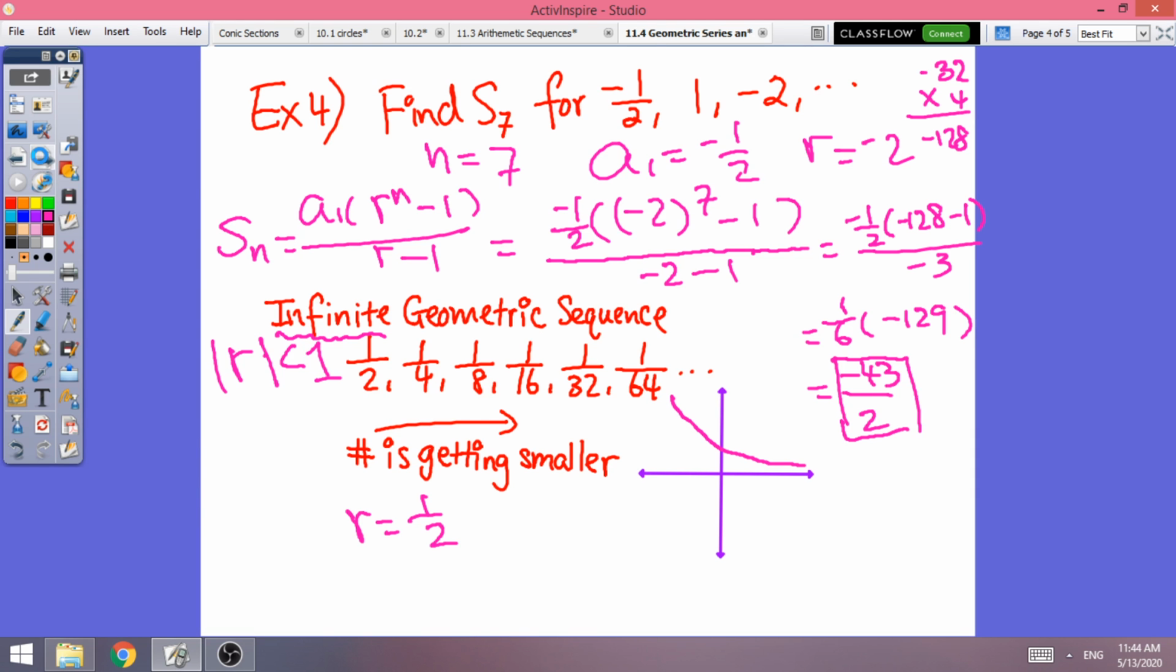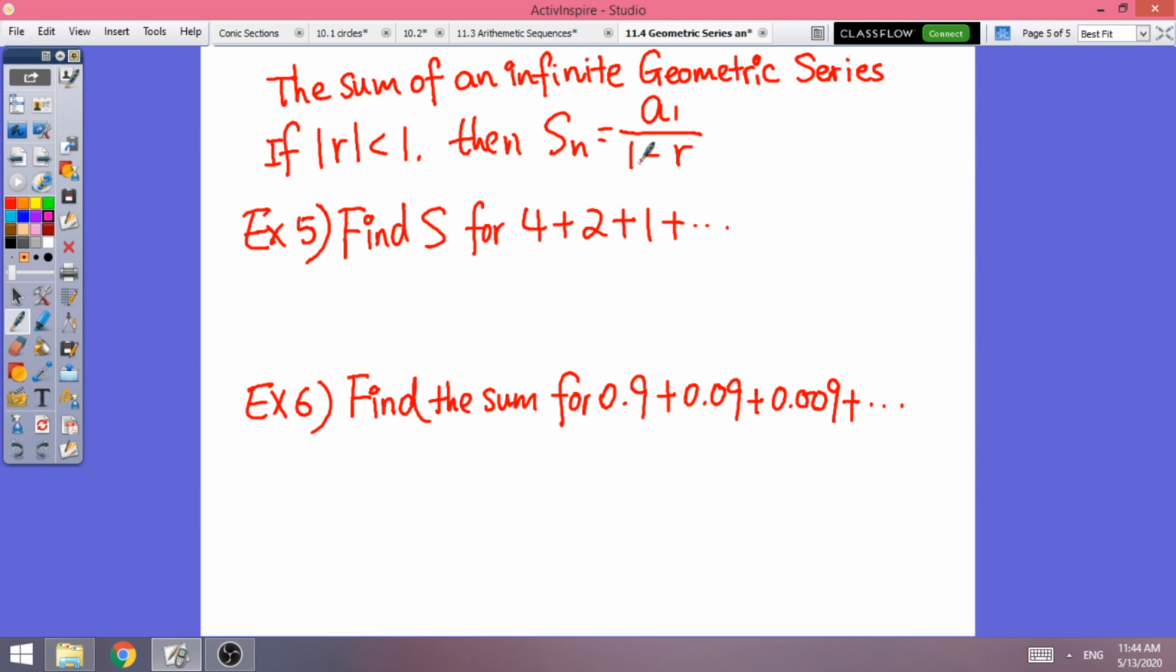Okay, so now let's check out some examples. The sum of an infinite geometric series, if the absolute value of r is less than 1. The way to find the sum, instead of using the complicated formula, we're using the shortcut. It's a sub 1 divided by the quantity 1 minus r. Okay, so now let's do that.